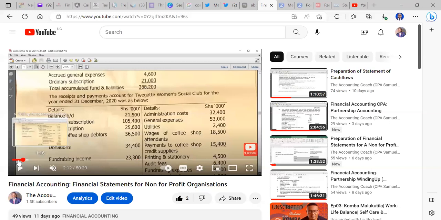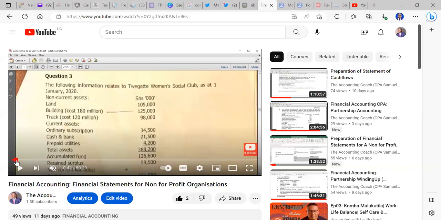The so-called receipts and payments. But when it comes to this balance sheet, they are calling it, the following information relates to Gate Women's Social Club as at 1st January 2020. So this information they have given you, this first information of non-current assets, total assets, and so on, is more of a statement of affairs. So statement of affairs is just more of like your balance sheet as at the start of the period. So this video will be very, very helpful to you.